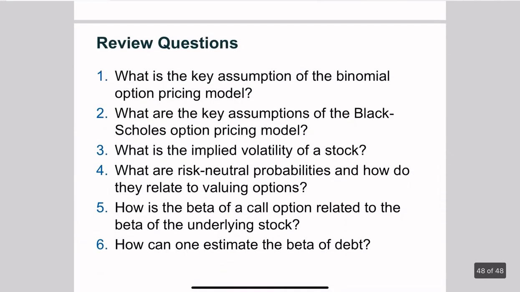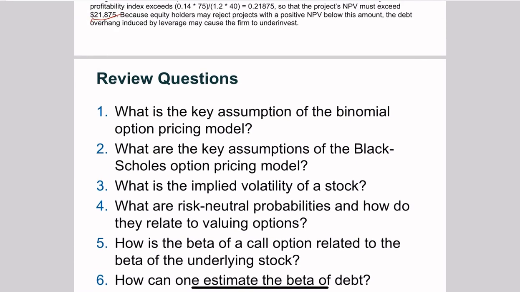Okay, let's review the chapter questions. What is the key assumption of binomial option pricing model? So the key assumption here is you will assume that the stock's future prices have only two values. So in the lecture note, we have today's price as 50 and tomorrow's it's either 60 or 40.